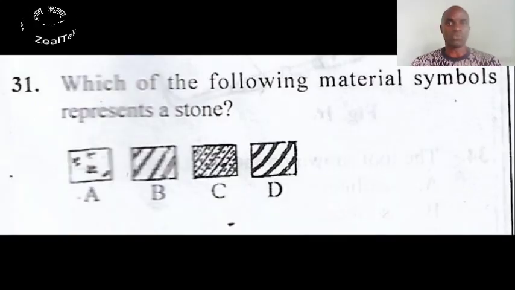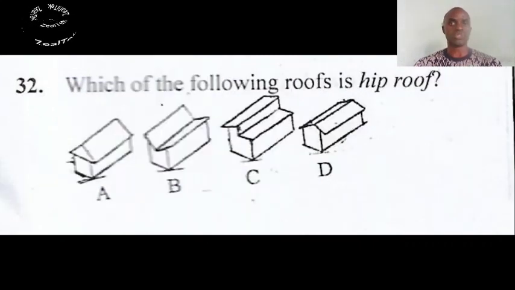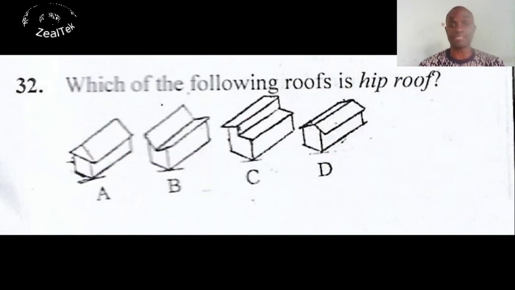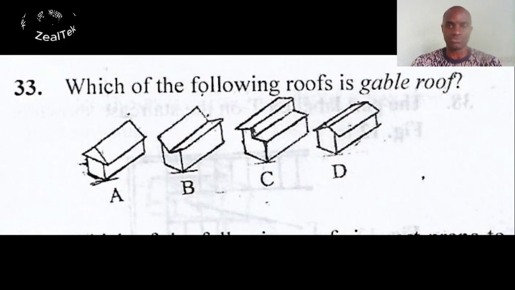31. Which of the following material symbols represents a stool? The correct answer here is D. That's the symbol for a stool. 32. Which of the following roofs is a hip roof? The correct answer here is A. That's the correct answer. 33. Which of the following roofs is a gable roof? The correct answer for this one is D. That's the gable roof. Please take note of that.